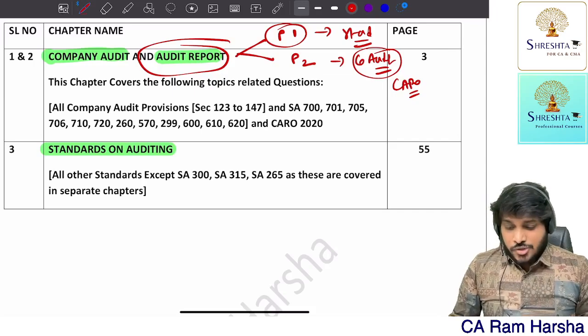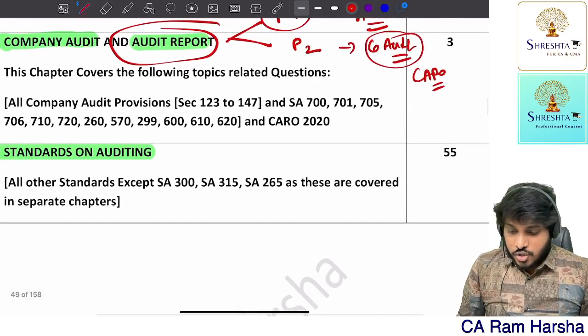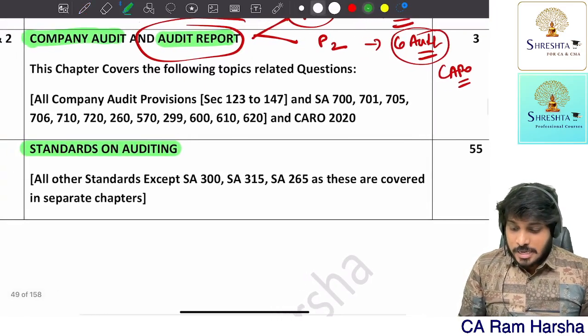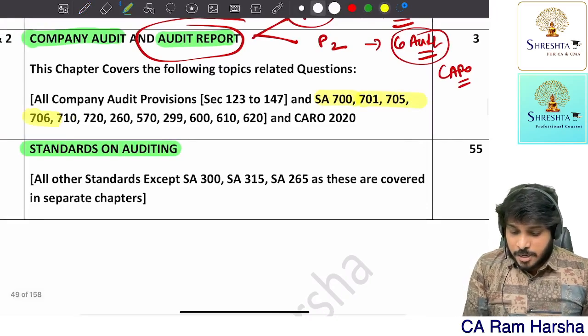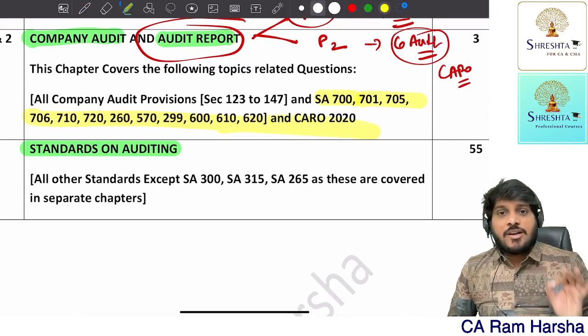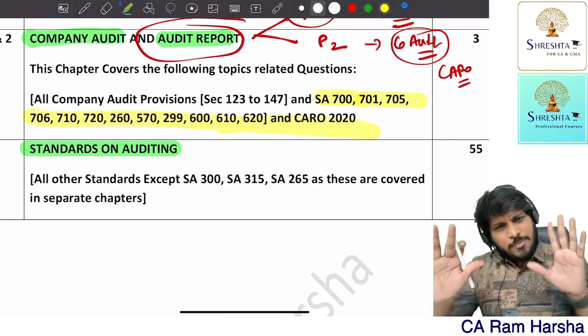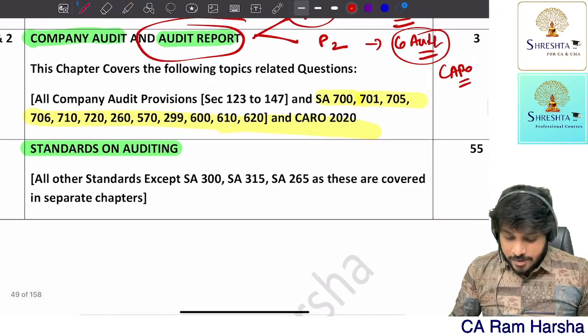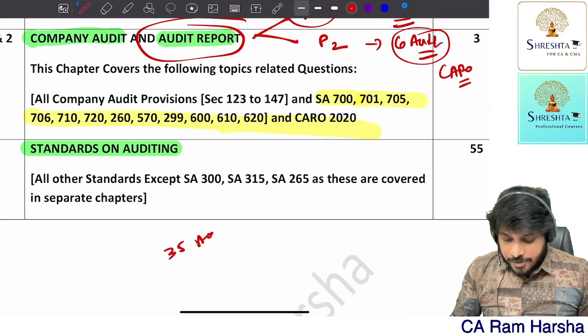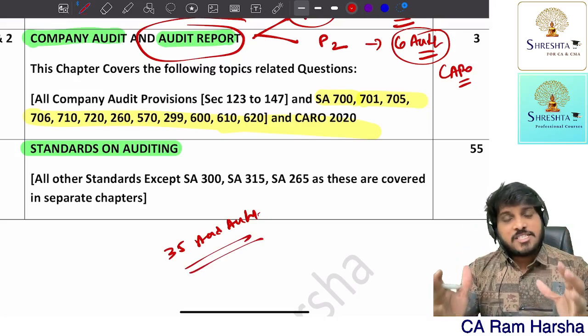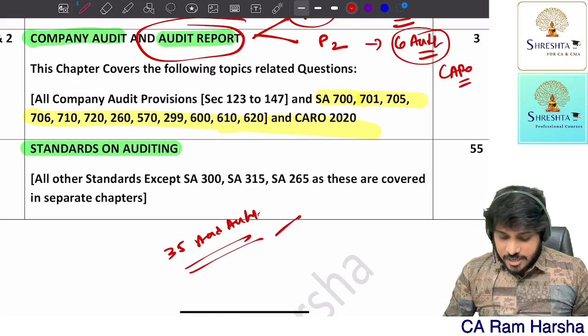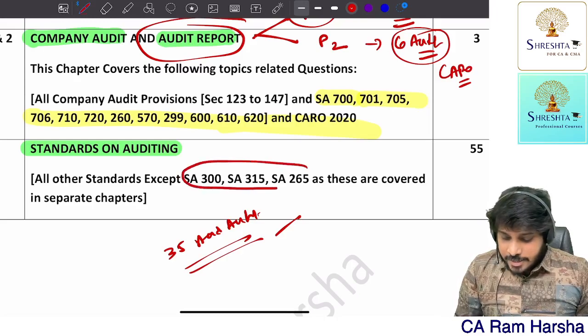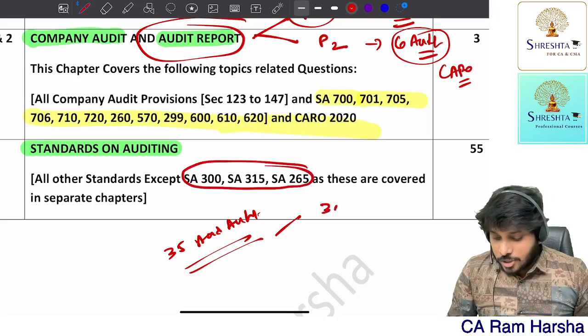Getting it? Fine. So there are approximately 12 standards which are there as part of audit report itself, which you need to learn. Then what about the remaining standards? First of all, how many standards do we have in total? 35 standards on audit. Out of these 35 standards, let me separate these 3 standards. What are they? 300, 315, 265.